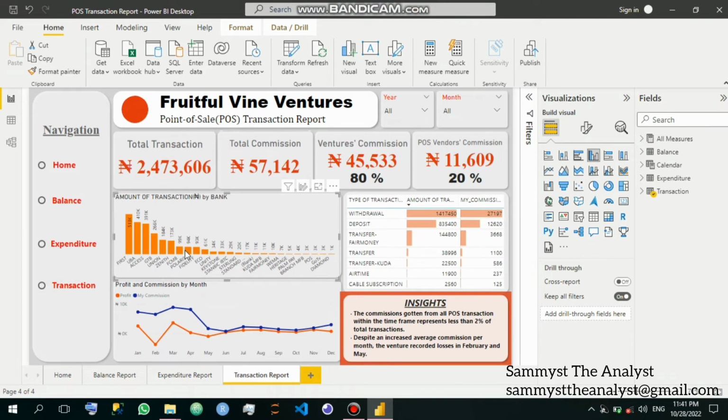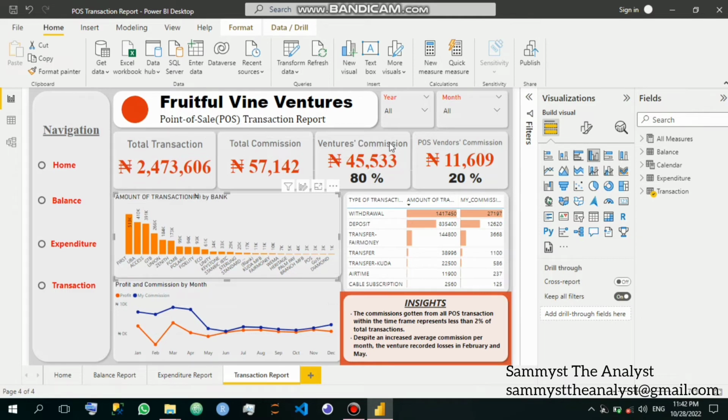So you are welcome to the transaction report tab. Now when you look at this particular report, you would see that the total transaction is still represented using the card visual, and then the total commission gotten is also represented.